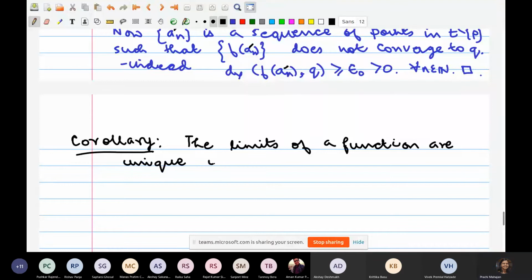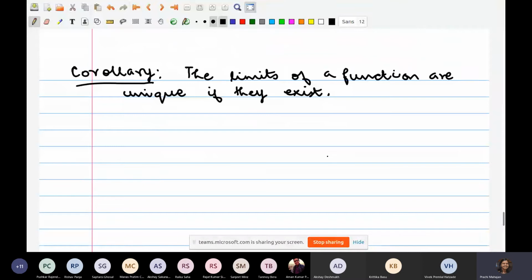Unique provided they exist. All right. So I believe everybody is with me up till this point.